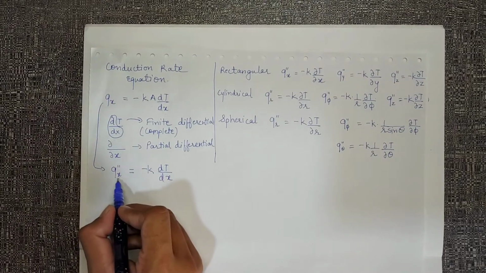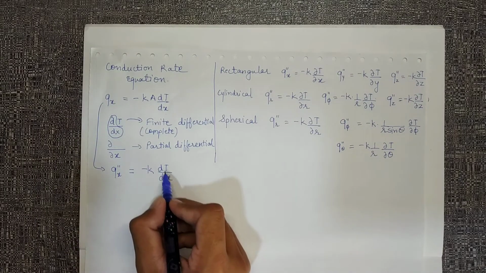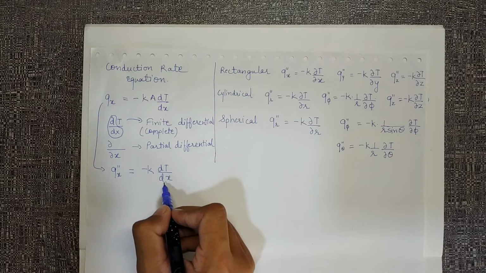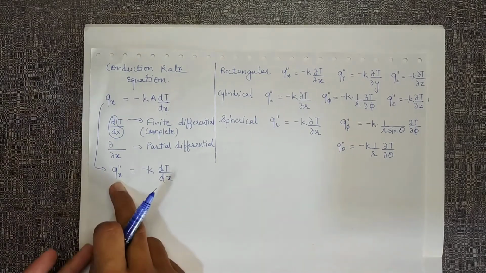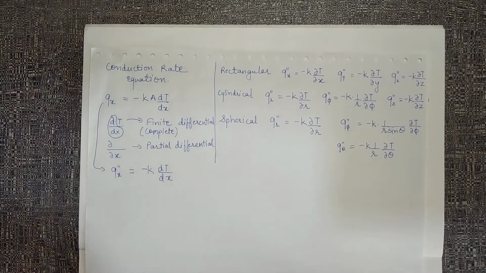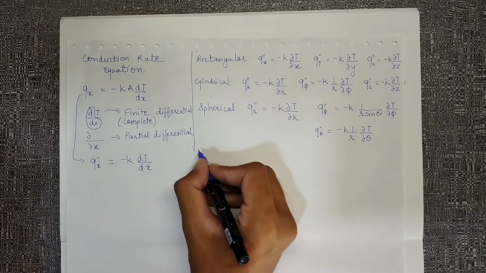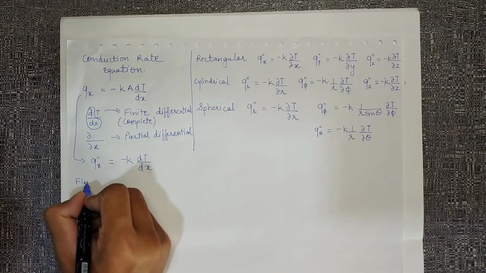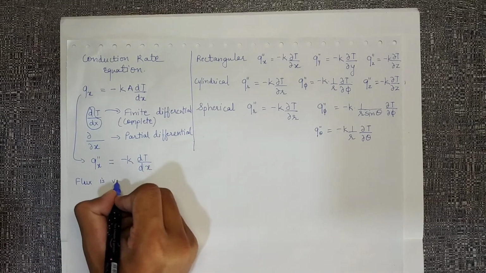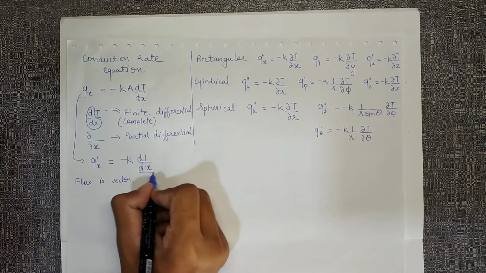The small x subscript came because I am taking the differential in the x direction. So the differential in the y direction will give me the flux in the y direction, etc. Now, as I said earlier, the flux is a vector. So what is the direction? It's the direction of x.